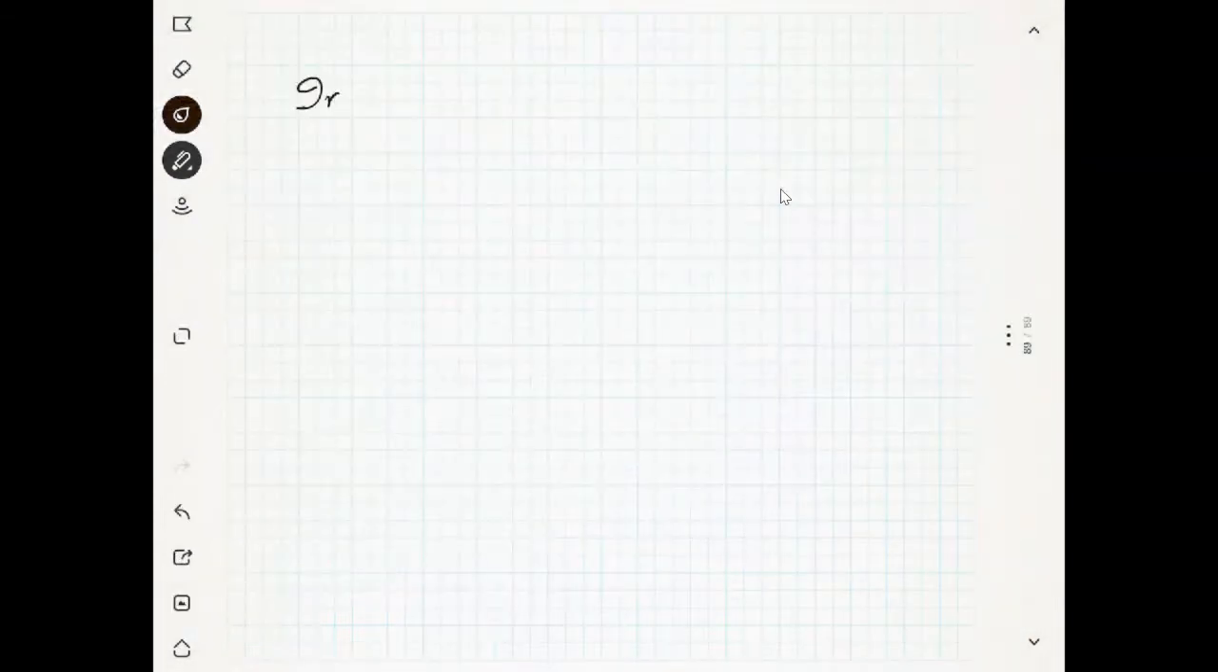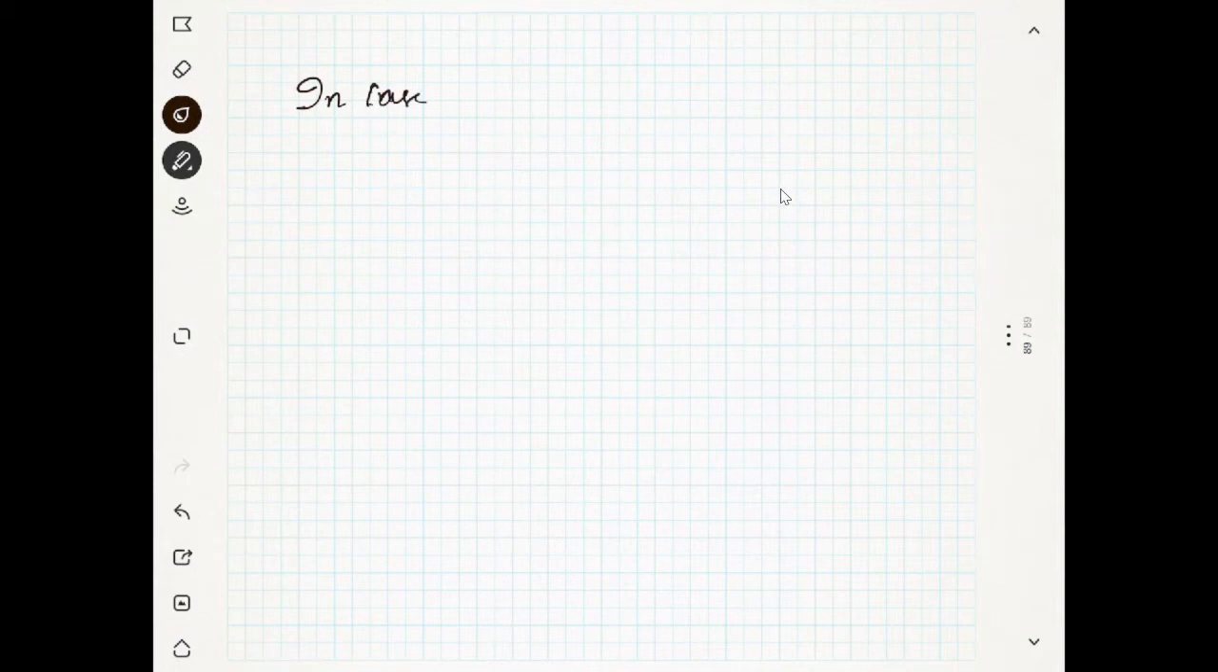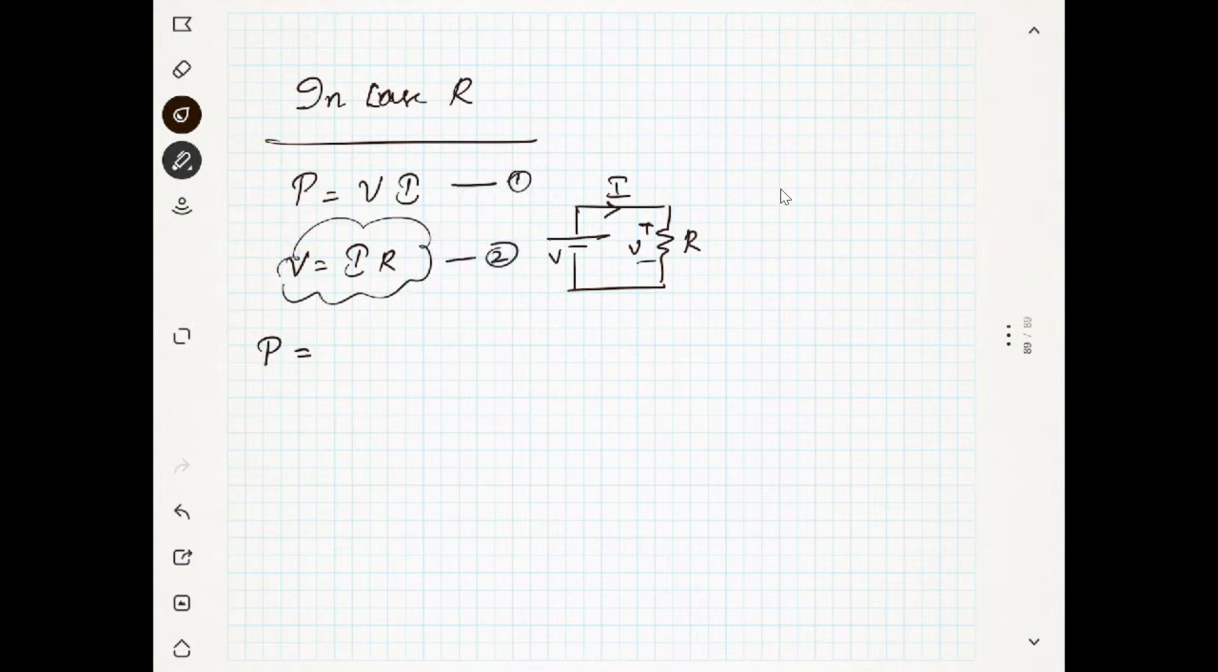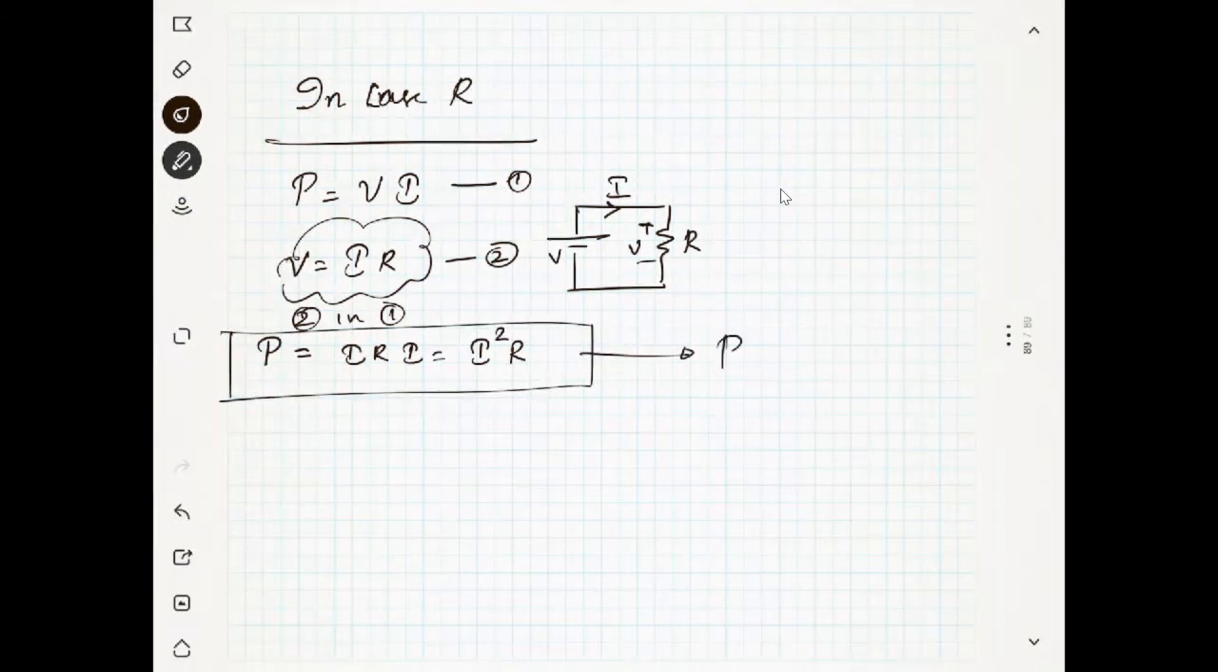So in the case of resistance, in the case of our R, you know that the power is equal to voltage into current, and this voltage is equal to I into R. In this circuit, this is the voltage that it is dropping across the resistance, and this is the current I. So if I substitute equation 2 in 1, it becomes I into R into I, that means I square R. So this is one equation for the power across a resistance.